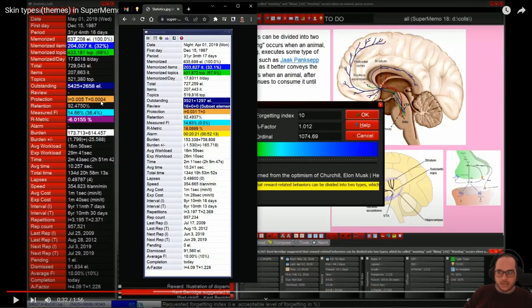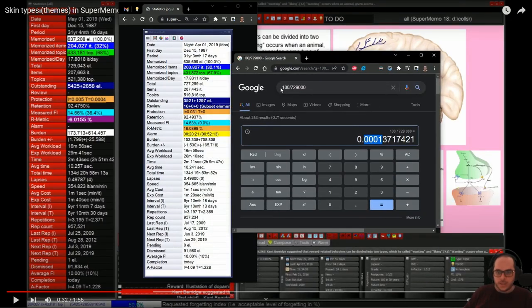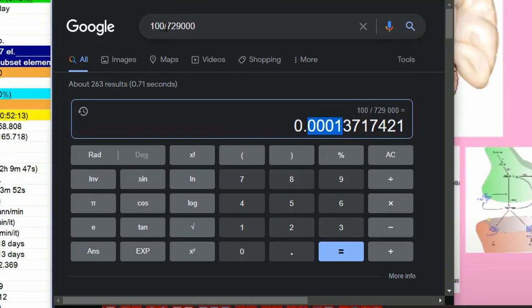How can I calculate that? Easy. We know how many elements he has. 7,025. Let's do the math. I did the math here. So we have 100, the percentage, divided by the element quantity. I just rounded all the priority queue.